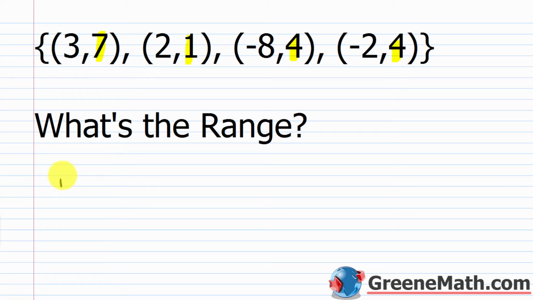So for the range, we'll have 7, we'll have 1, and we'll have 4. I don't need to list 4 twice. When you're writing a set, if you already have something in there, you don't need to list it again. So just 7, 1, and then 4.